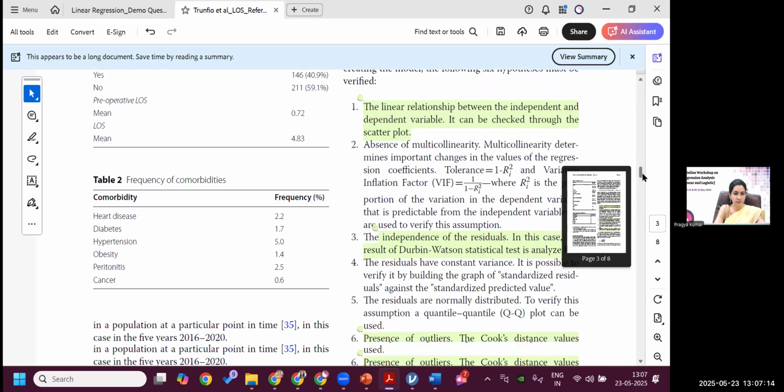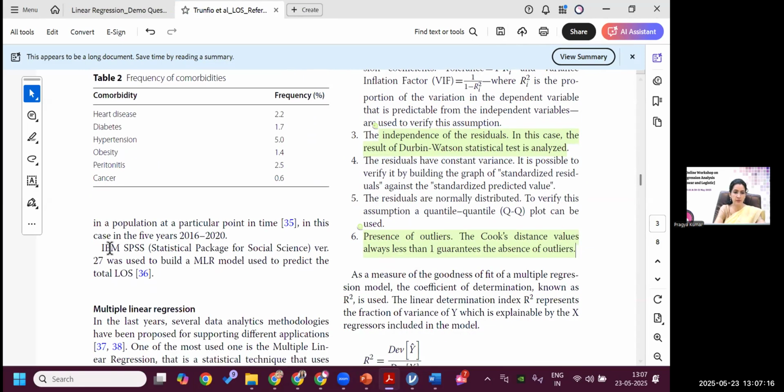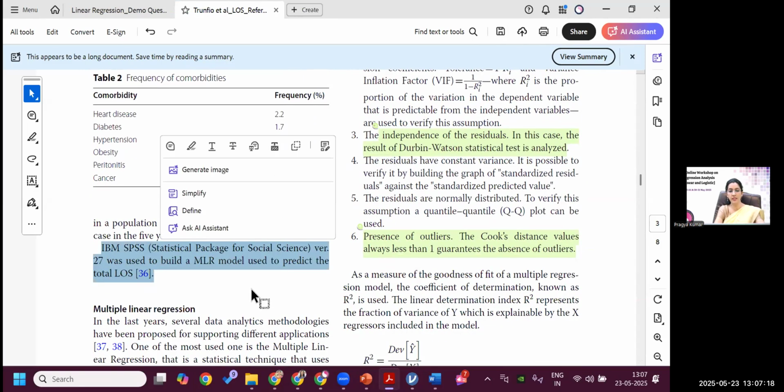And I think they have performed the analysis in IBM SPSS 27, but the same thing you can do in R also. Not R, I mean Jamovi. I think so. That will be heavy for them.